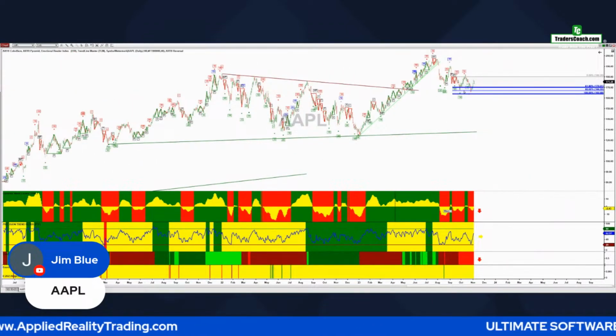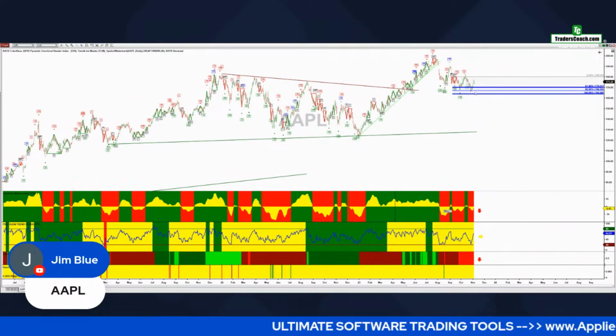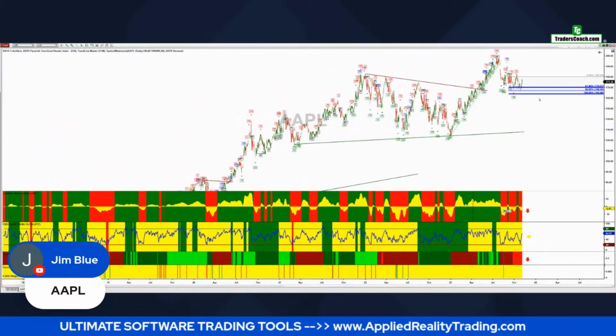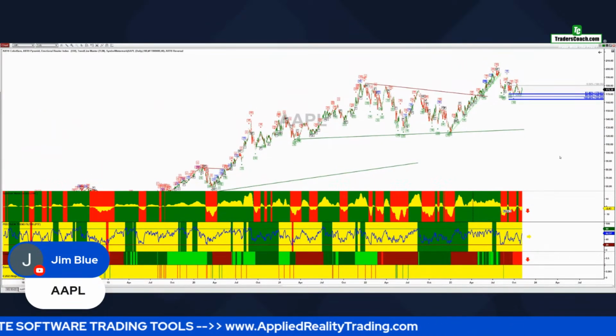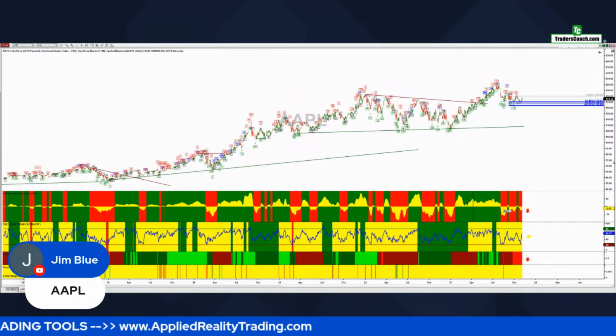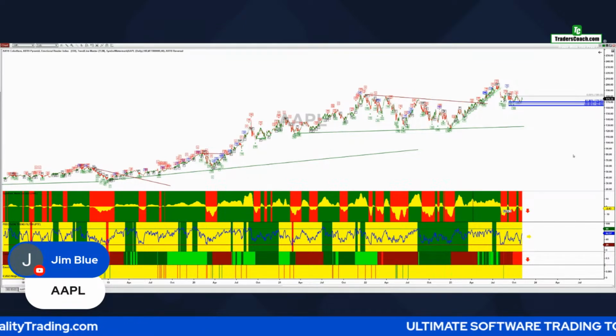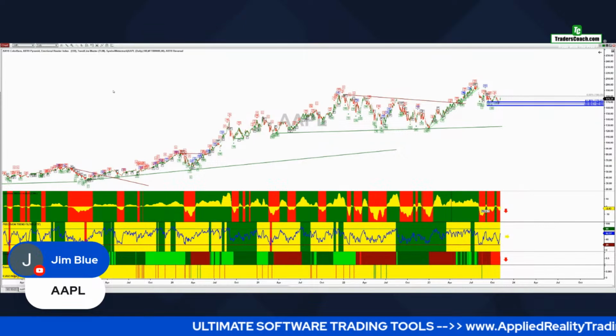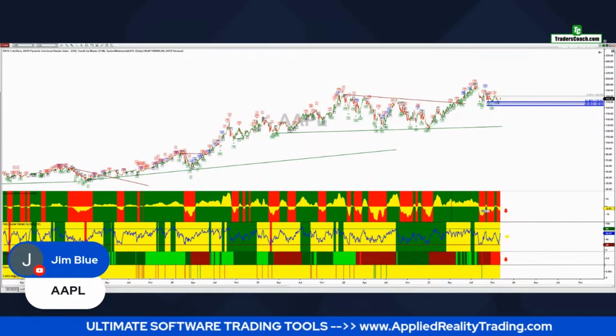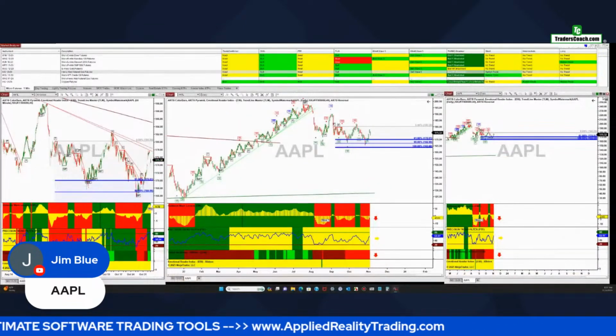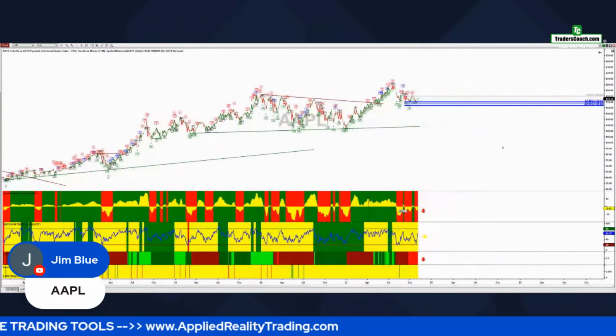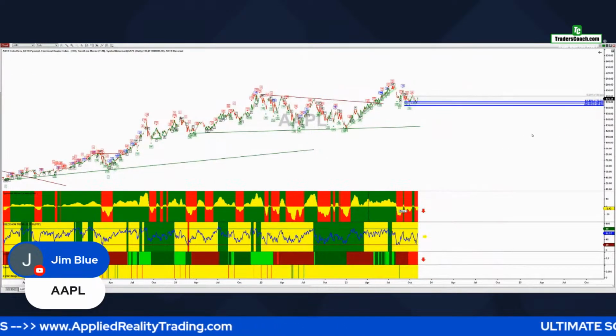And this was our area we expected this pullback to come back to. So that's a good sign. And now we're looking to see exactly what the possibilities are here. All right, we've had a long move up on Apple for sure. Let's jump this out really quick here and take a look at that weekly chart again. I want to kind of see where we're at there. Okay, so there we are.